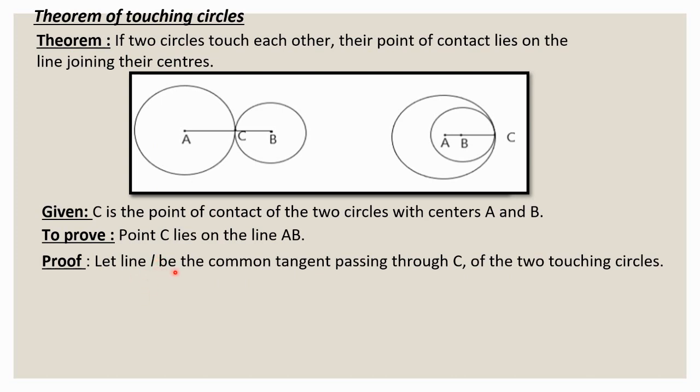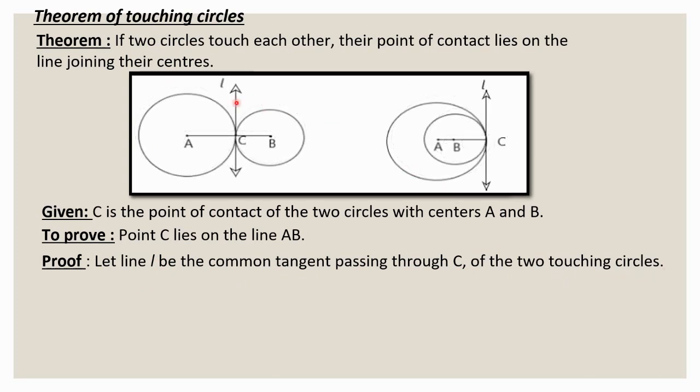Let line L be the common tangent passing through C of the two touching circles. So line L is a common tangent that is passing through point C in both the cases, if it touches externally or if it touches internally. Line L will be perpendicular to AC. Since line L is a tangent and AC is a radius, by tangent theorem we can say that L will be perpendicular to AC. Similarly, we can say that L will be perpendicular to BC.